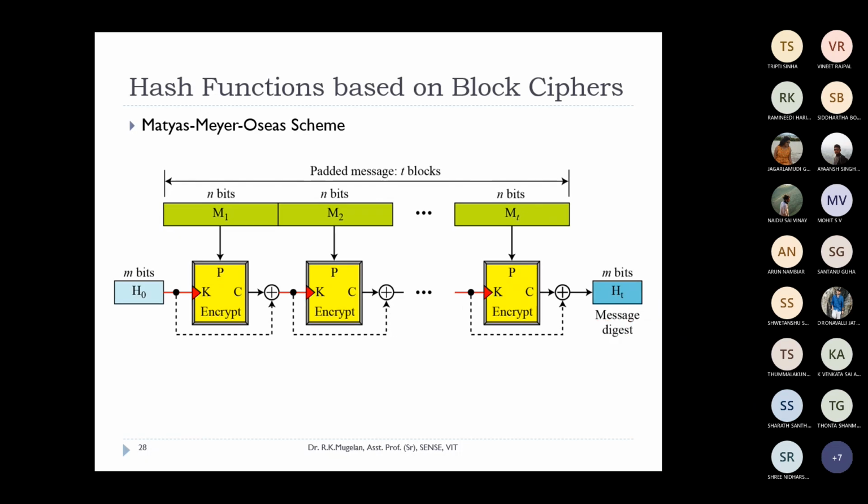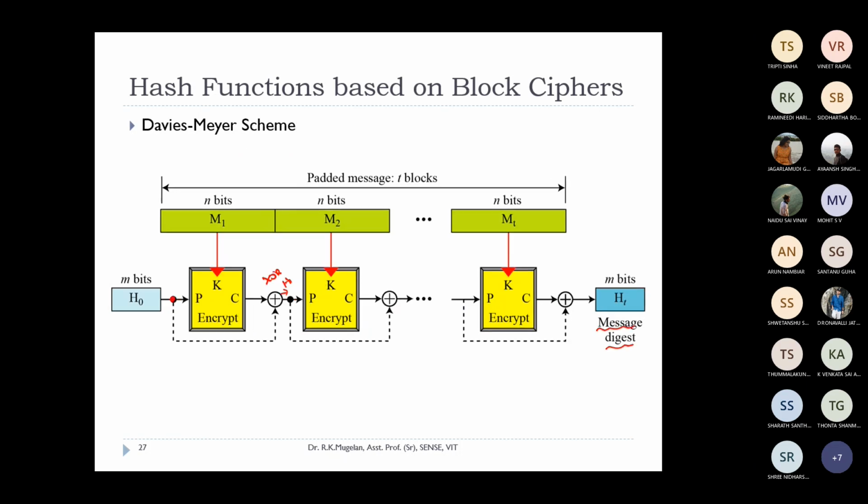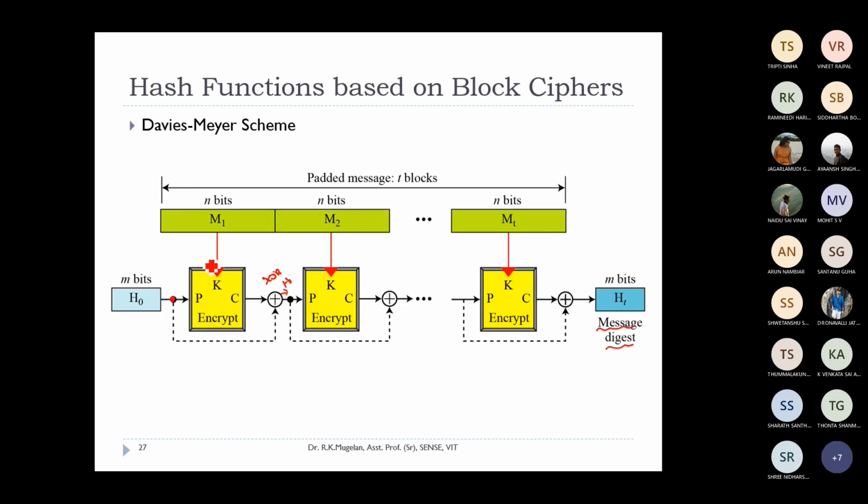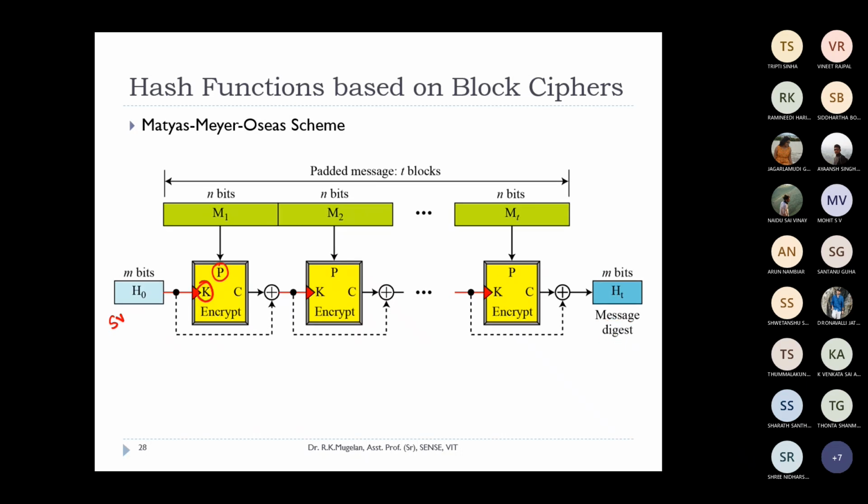here. Okay, next one comes the Matyas-Meyer scheme. In this one, are you able to spot the difference between Davis-Meyer and Matyas-Meyer? Here, what they did is they simply changed the input. That is, here the seed value is given in place of the key, and the parent bits are given in place of the plain text. If you see in the Davis-Meyer scheme, the parent bits are given in place of the key, and the seed value is given in place of the plain text. Right. So that's the only difference here. They simply swapped the positions of plain text and the key.